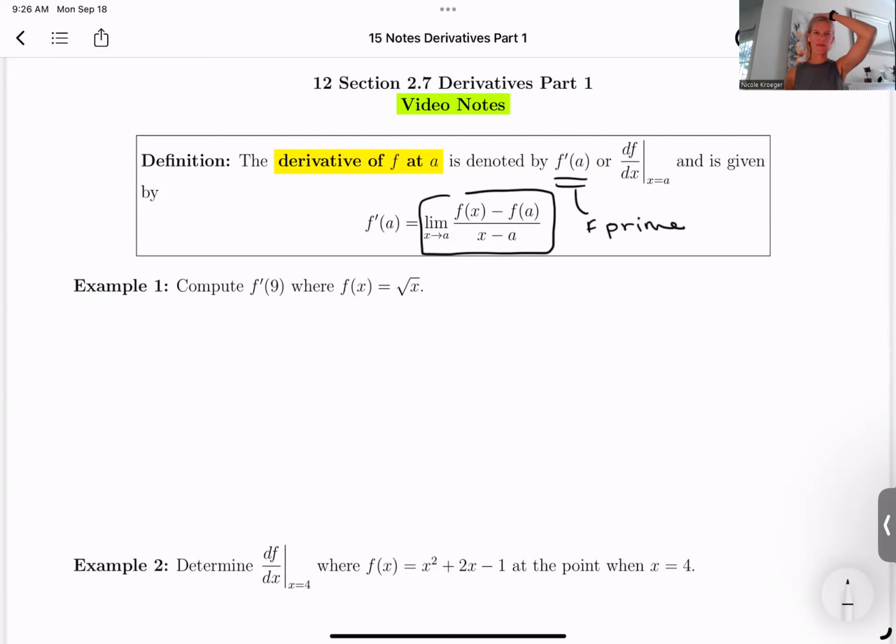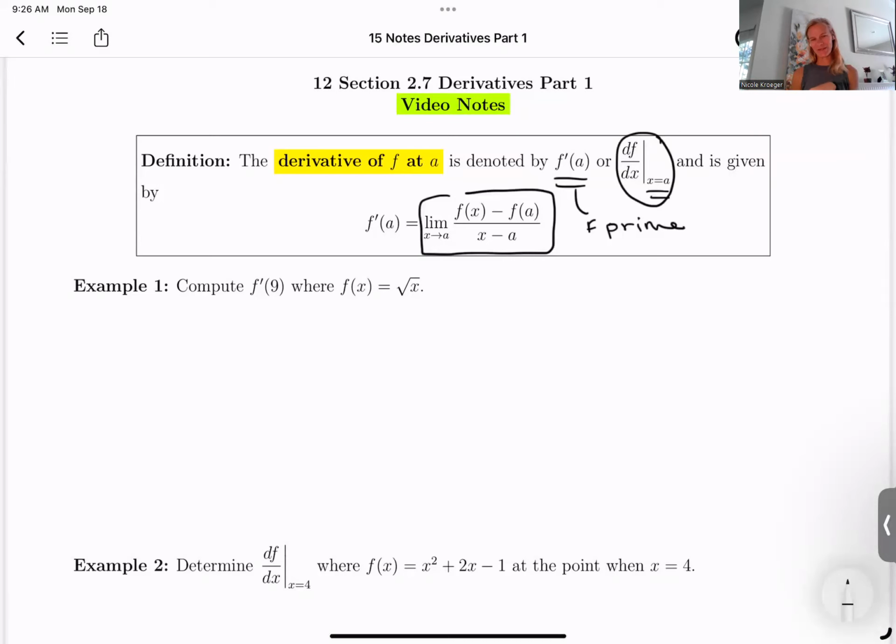A is going to be a number that we plug in. We have this other notation over here. We read this as df over dx. F is our function, x is our variable, and a down here is the number that we're plugging in. So two different notations. Let's practice what this is, because this might look a little weird at first. And once again, you might be like, well, why are we doing this?